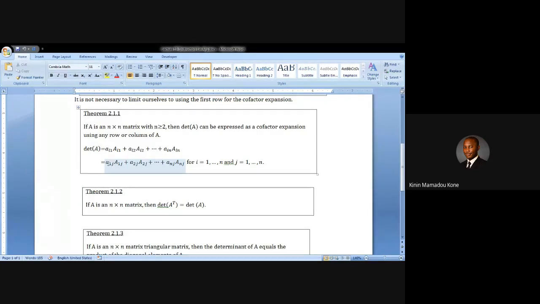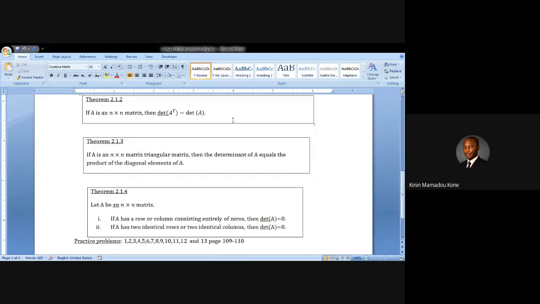If you are fixing a column, you have entry A sub ij, and what is changing is your rows. So you fix the column, let's say column 1, and then you move your values along the rows. So this is the formula for that. i goes from 1 to n and j goes from 1 to n. If A is an n by n matrix, the determinant of A transpose is equal to the determinant of A.